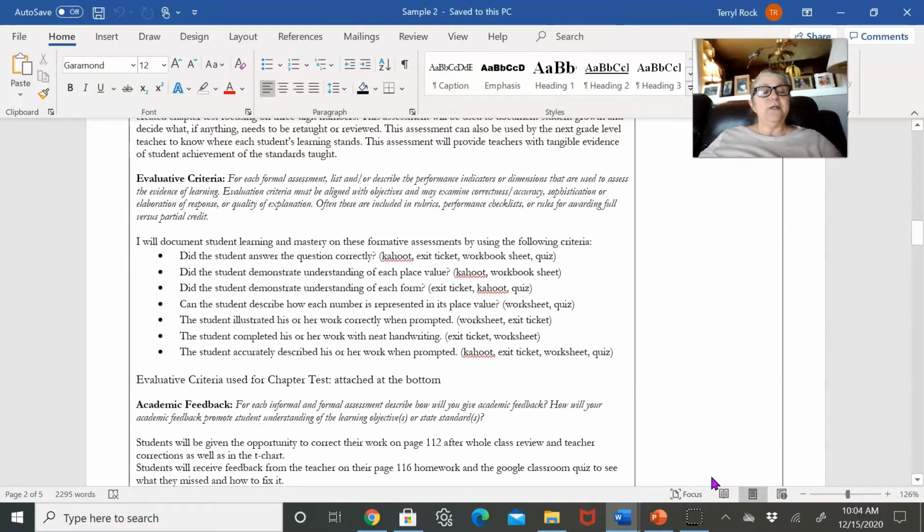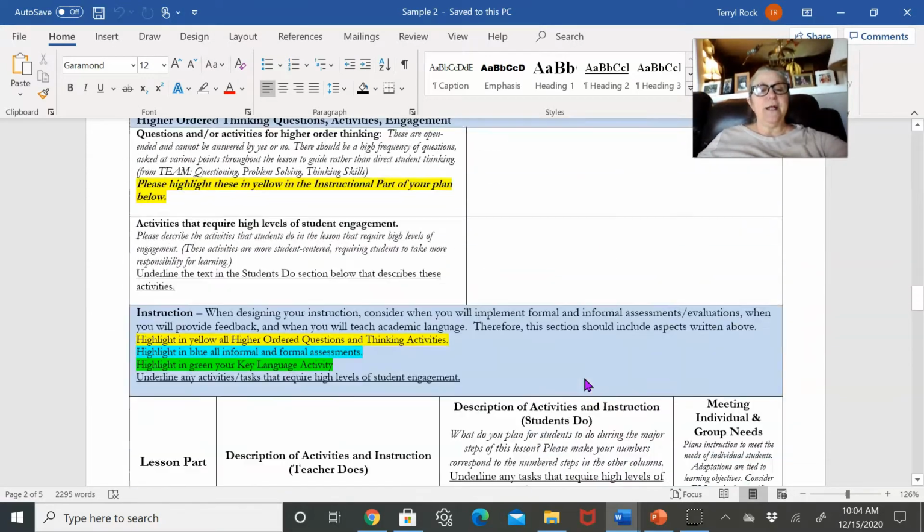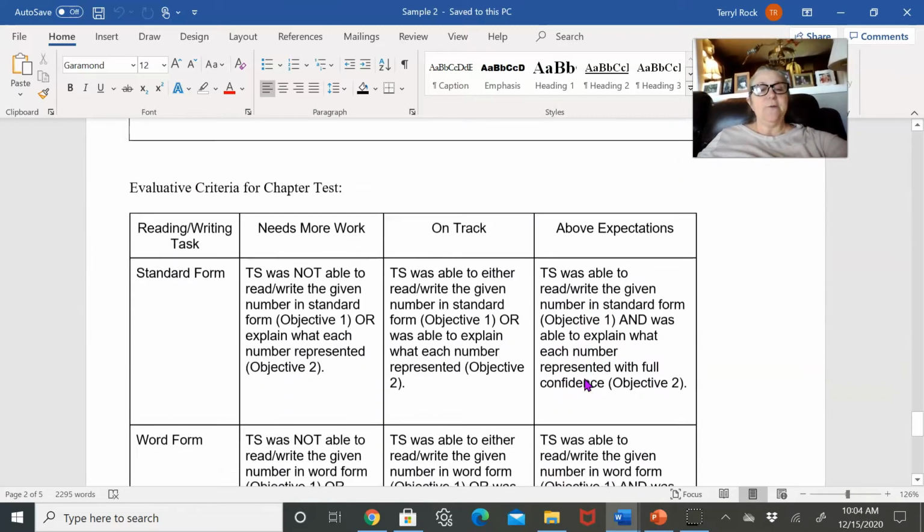Here's another student, and this person has done something similar. She's talking about her evaluative criteria, and she's talking about what she's going to be doing. She's got questions, like a checklist type of criteria. And then she's got also some evaluative criteria planned for the chapter test, and she notes that it's attached to the bottom. So we'll go down here and we'll look to see what she's got.